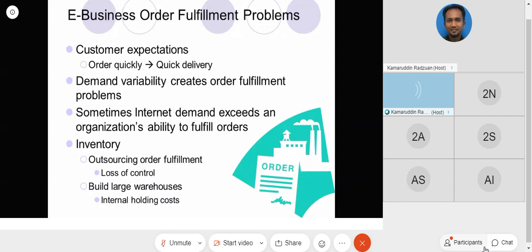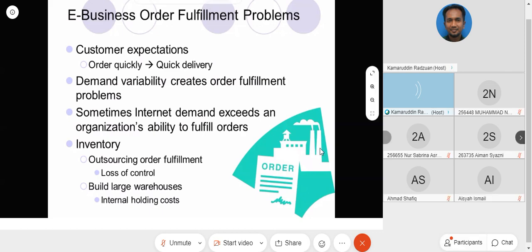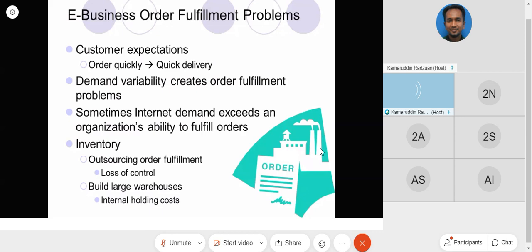And when the companies are involved with the global marketplace, this will force the company to have a large warehouse and a large inventory. So the drawback from the implementation is having a large warehouse to support the order fulfillment from the customer. This will incur a high holding cost to the companies.